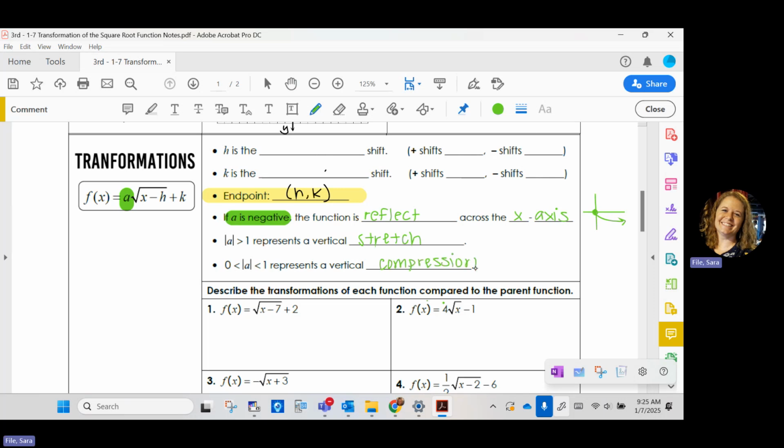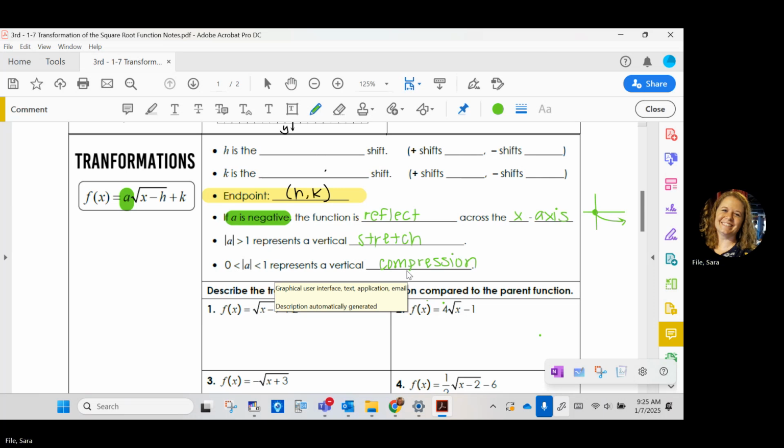Now, the way this is notated, this is saying the absolute value of A, because we're not worried about the sign. The sign just tells us if it's reflected. If there is no negative, then it's not reflected. But the actual number, the absolute value of A, if it's greater than 1, it's a stretch. If it's less than 1, it's compression.